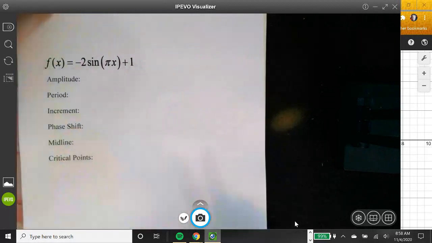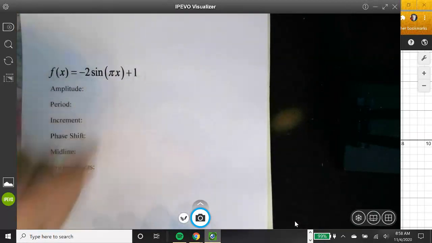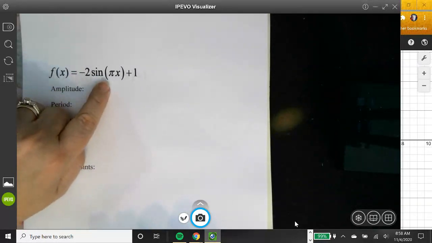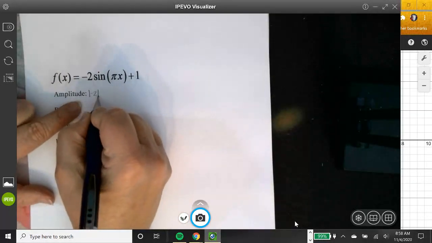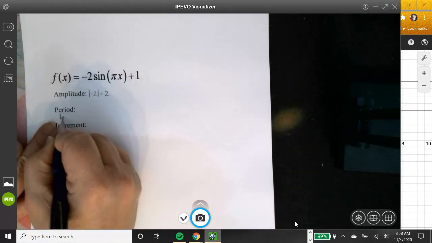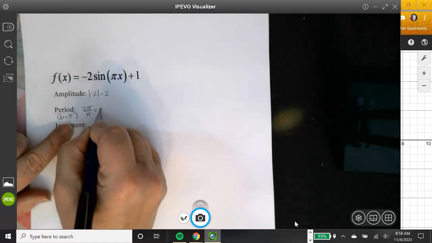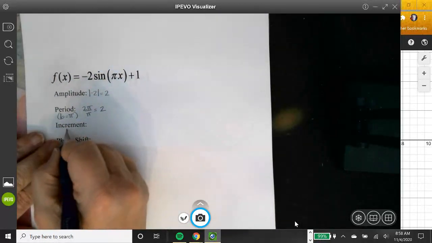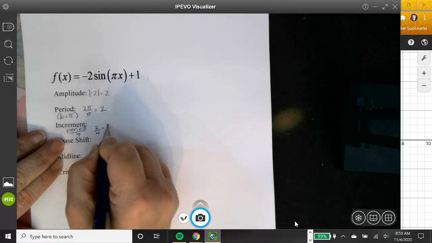All right, let's do another one. Ooh, what have we done here? Well, first we've made this sine curve upside down. We reflected it across the x-axis, and we've changed the period factor to pi. So let's see what happens with that. Okay, so the amplitude is -2, absolute value of -2, which is 2. The period, the b factor is pi. So the period is going to be 2 pi over pi. Well, that's just 2. Interesting. Okay. The increment is going to still be the period over 4, which is going to be 2 over 4, or 1/2.